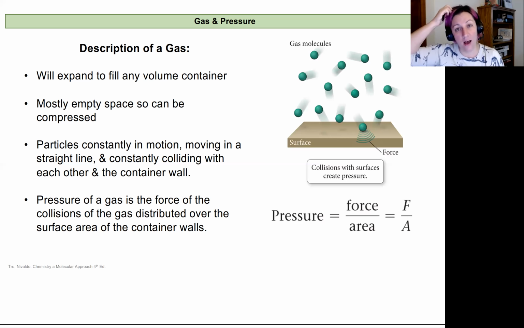So the pressure of that gas is going to be the force of those collisions distributed over the surface area of the container wall. Now, this won't include the collisions between the particles themselves, but the pressure that a gas has is going to be the collisions of those particles with the container wall. And there'll be a lot of those because there'll be a lot of particles in our gas sample. And so that force applied over the area of the container walls will give us the pressure of the gas, the amount of force that's being exerted by the gas onto the container.